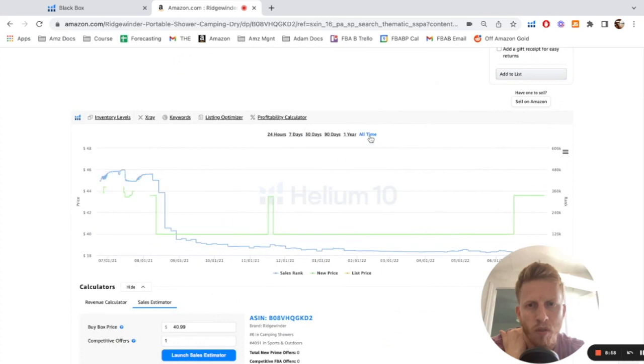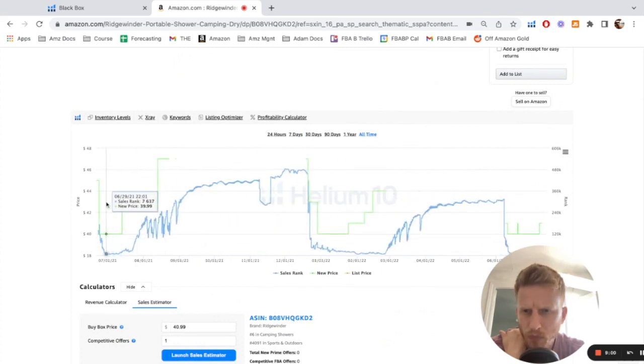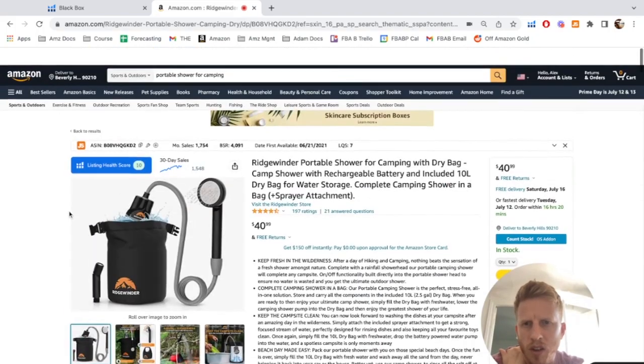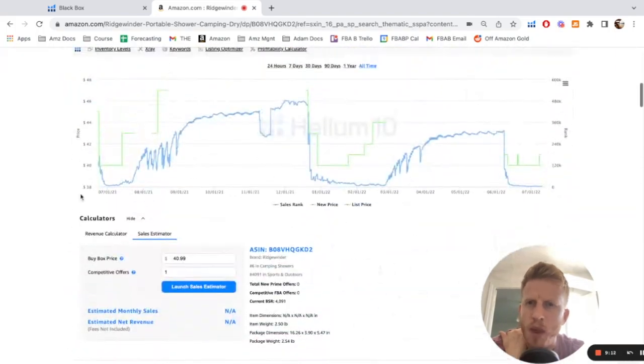It's only got 200 reviews, so it was launched about 12 months ago. It looked like it went out of stock for ages, then came back in stock and then out of stock again. So they're obviously not that great at stock management. But maybe that's just the winter, actually.